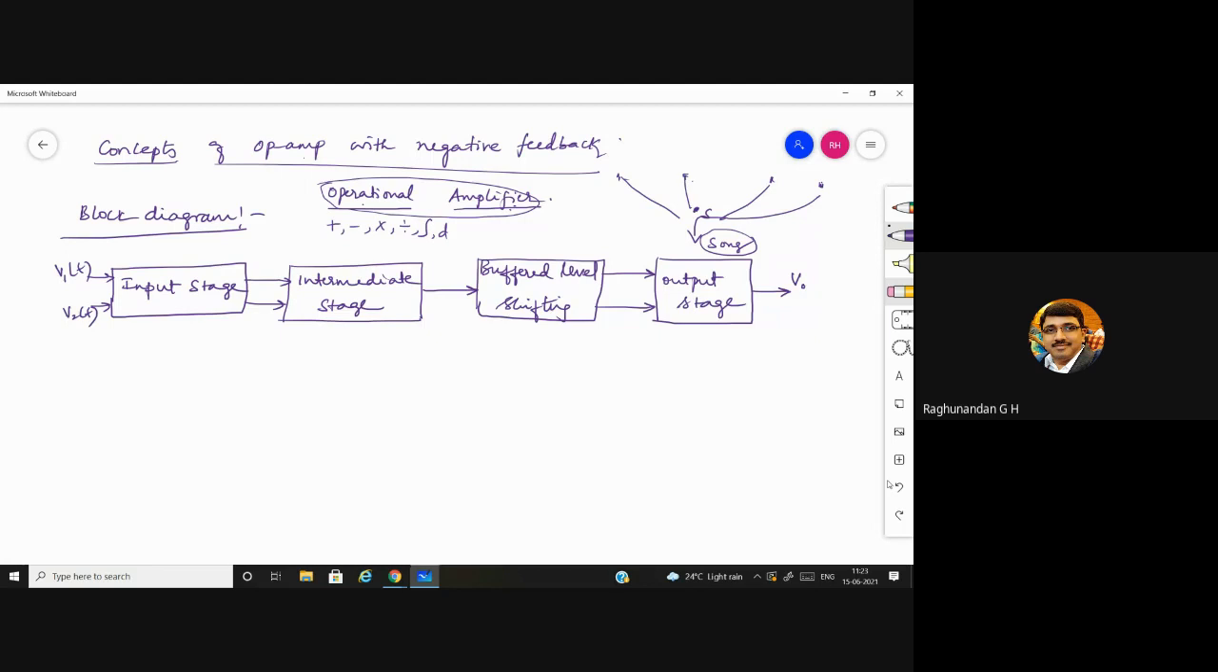Such a type of op amp is known as differential op amp. Here the differential op amp is going to take the difference of the two signals, and after that it is going to amplify that signal and give it to the next stage.